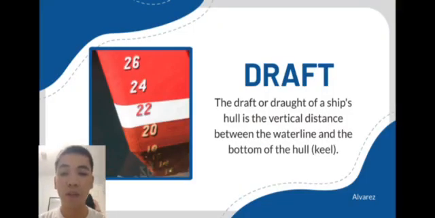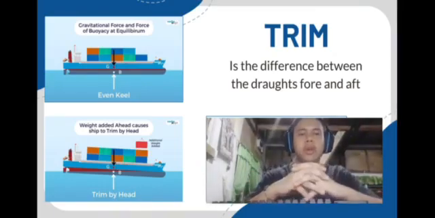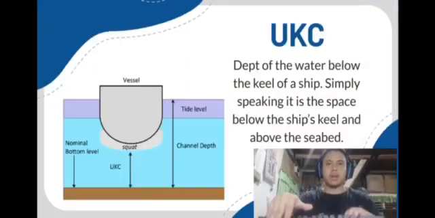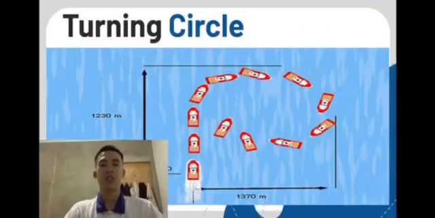Draft. The draft of a ship's hull is the vertical distance between the waterline and the bottom of the hull or keel. Trim is the difference between the draft of the fore and aft part of the ship. Now, the underkeel clearance is the depth of the water below the keel of the ship. Simply put, it is the space below the ship's keel and above the seabed, so as to prevent any and all forms of grounding or accident.